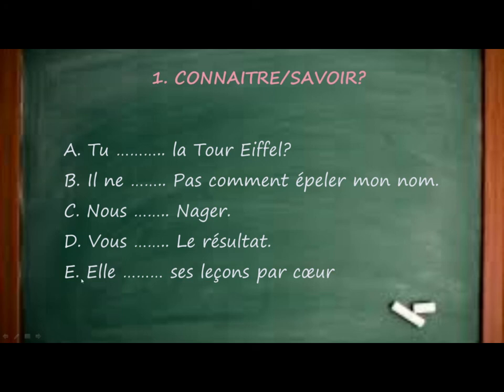So la dernière, the last one. Elle dash ses leçons par cœur. So she dash her lessons. Par cœur means by heart. Whenever you know something by heart, we'll be using the verb connaître. Ses leçons is actually a noun. So elle connaît ses leçons par cœur. She knows her lessons by heart.